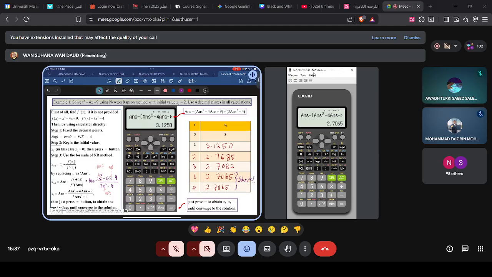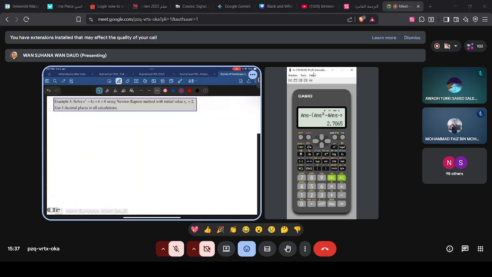So, if no question, allow me to move to the next example. Is it okay? Now I want everyone to try on your own the method that I showed you just now for this question. We have x squared minus 4x plus 6. The initial value is 2, so x0 is equal to 2, so we're going to find this value and so on until we get the solution.